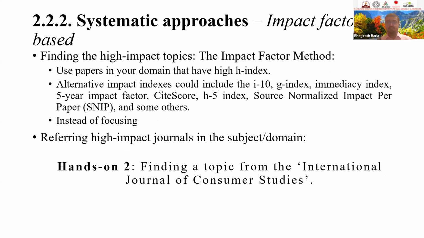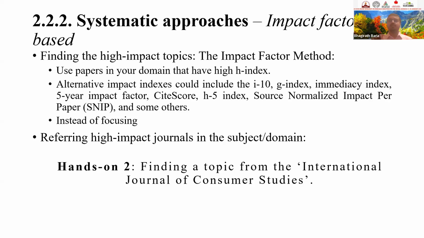So if your H index is, say, 3, it means you have at least 3 research papers, each of which has at least 3 citations. Fair enough? So there is an H5 index also. If the H5 index is 5, that means you have at least 5 papers, each one of which has 5 citations. Then there is the I10 index.